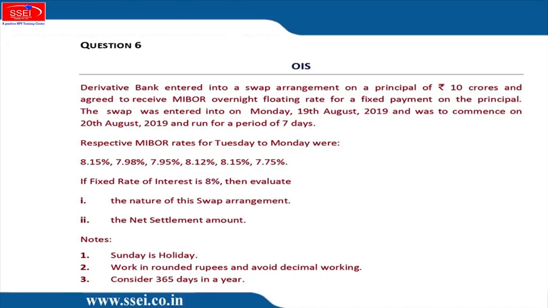You get the total floating interest, and the fixed interest is obviously 8% of the 10 crore into 7 by 365. And then you calculate the net settlement amount. So I'm not going to the solution. It's very simple. I remember the sum that we had done in class. In that case, the fixed rate was missing and the net settlement amount was given. So that was in fact one step higher. This is easier. Please ensure you get it right if it comes in the exam.